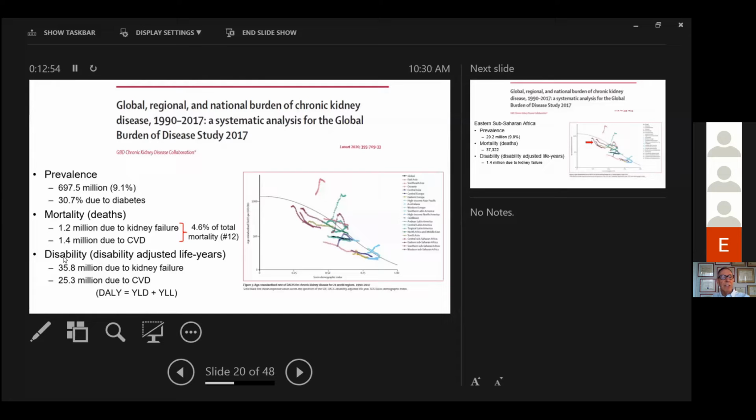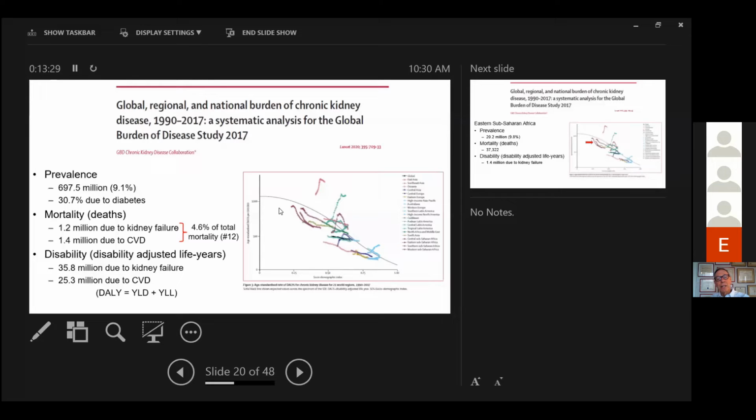And they have a statistic called the disability adjusted life years. A disability adjusted life years is the sum of years of life lost due to disability, and years of life lost due to death. And they estimate almost 36 million DALYs due to kidney failure, and an additional 25 million due to cardiovascular disease.